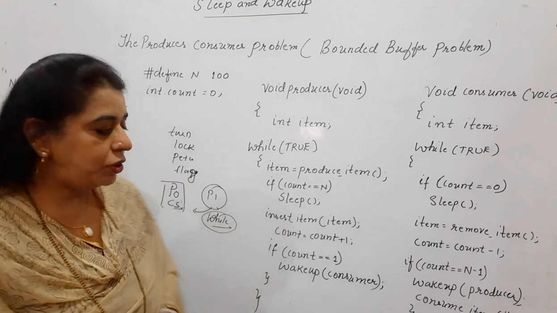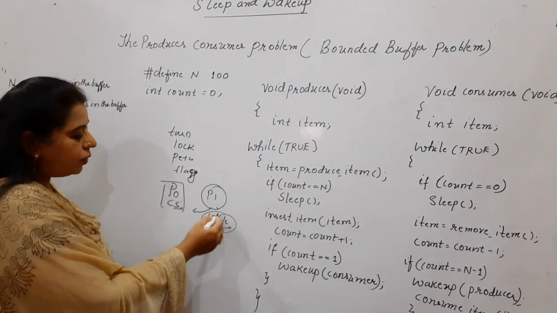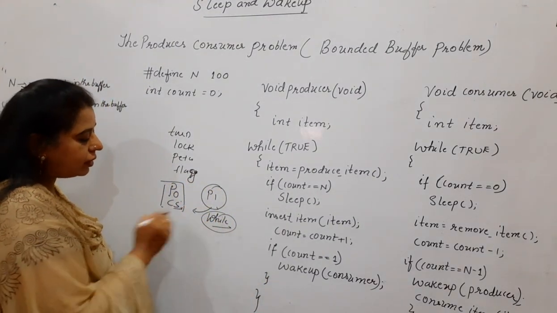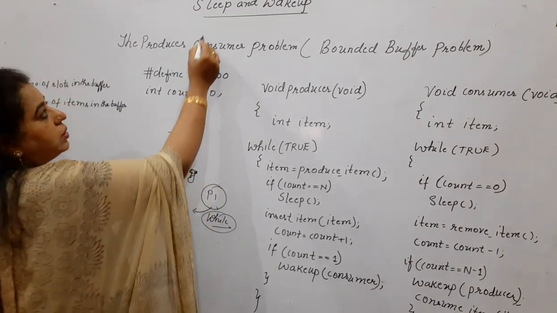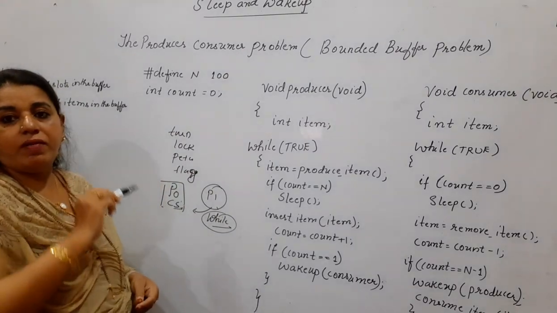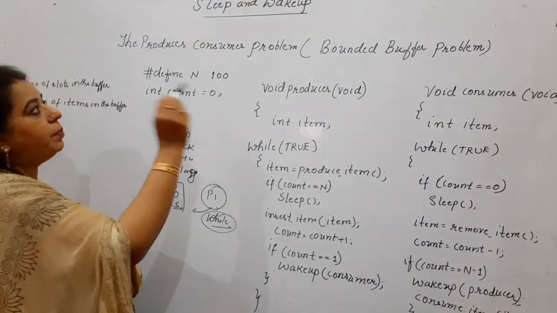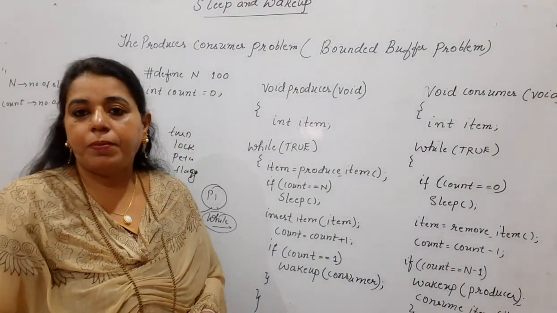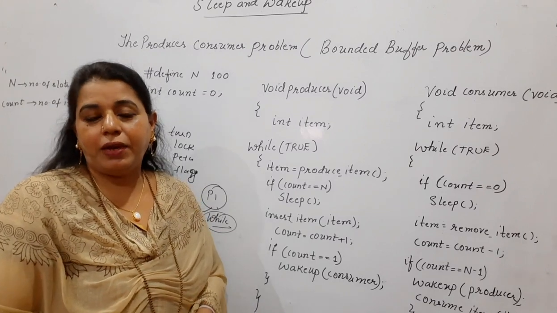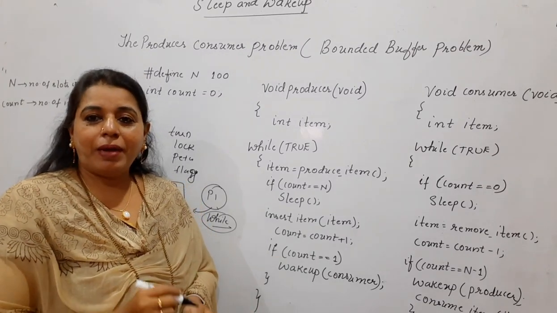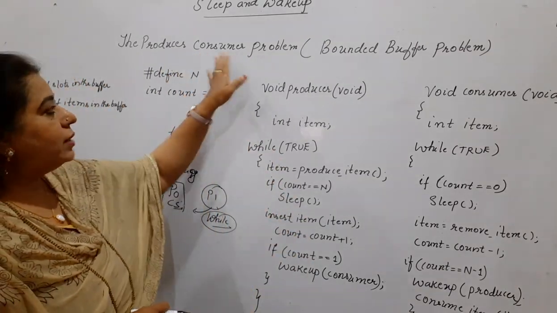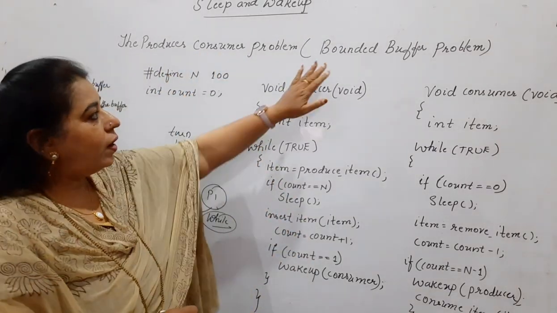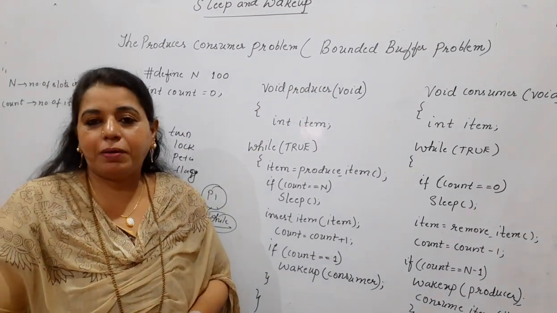So in order to ensure that P1 does not need to keep executing this while loop again and again, let us go for a solution which makes use of the concepts of sleep and wake up signals. How these signals are used in the different processes, we will be seeing today. The sleep and wake up mechanism can be understood best with an example called the producer consumer problem, which is also known as the bounded buffer problem.